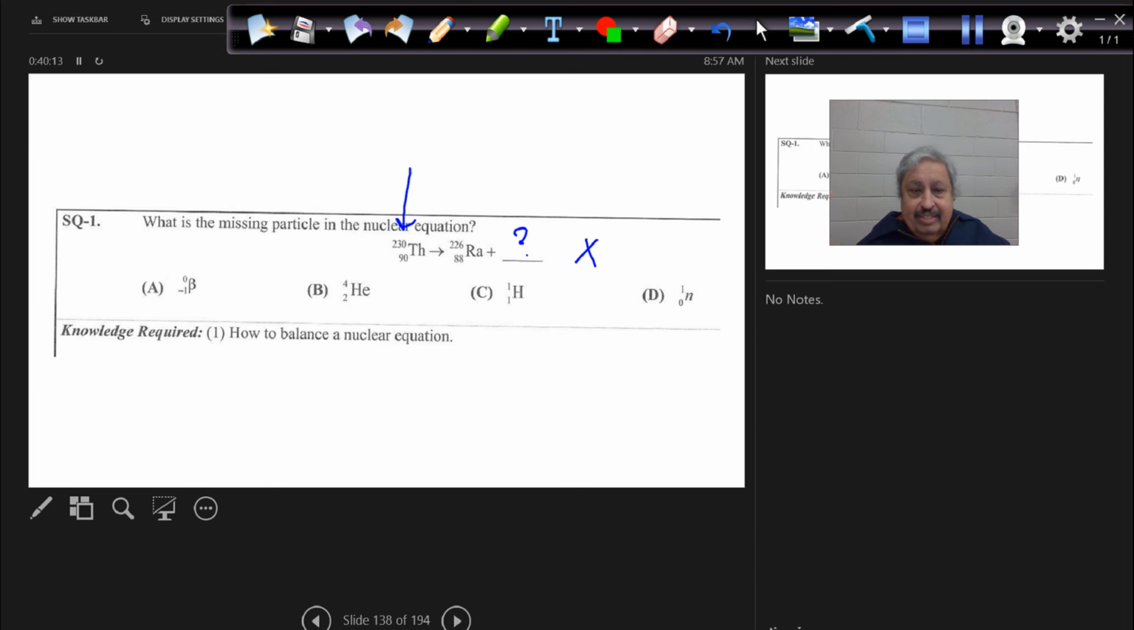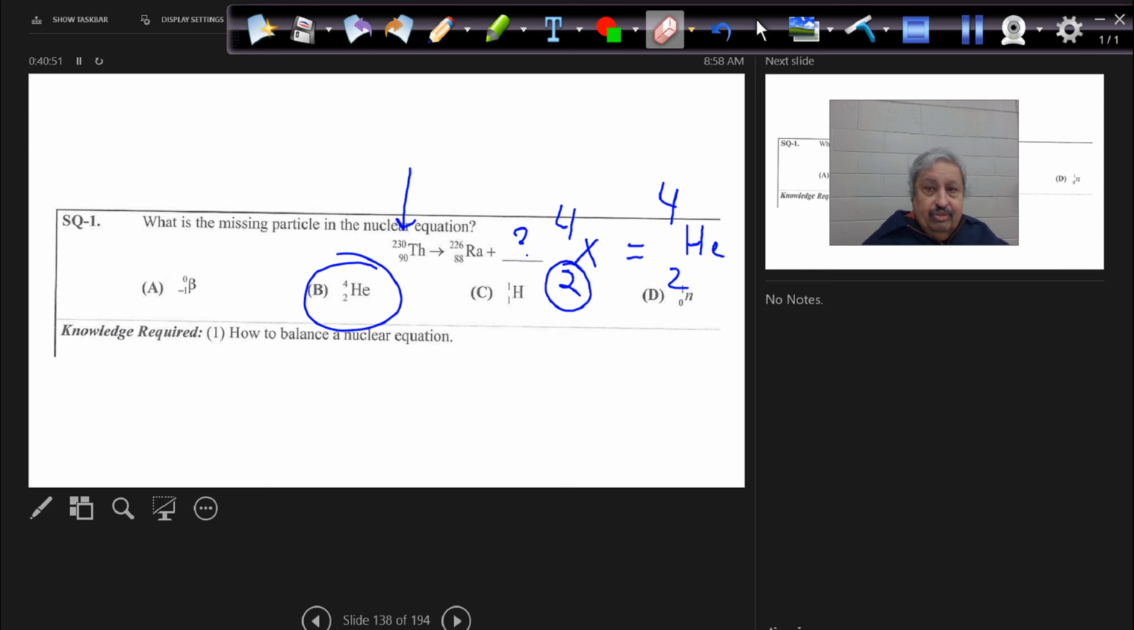I don't know what the element is. So what will be here then? 26 and 23. How much is there? 4, correct? Am I correct? How about the bottom? 90 minus 88 is what? 2. I go by the atomic number 2. Atomic number 2 is helium. So this will be helium. Atomic number is 2, mass number is 4. So the answer is B. Correct? So that's what we have to practice more. Let's see another one.